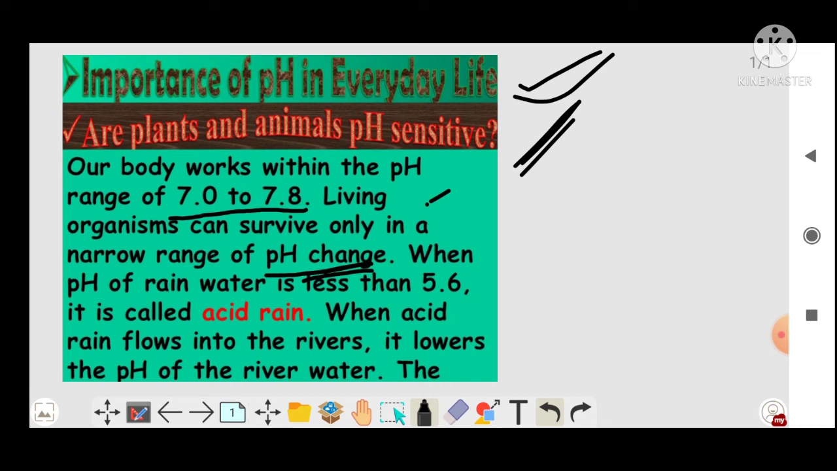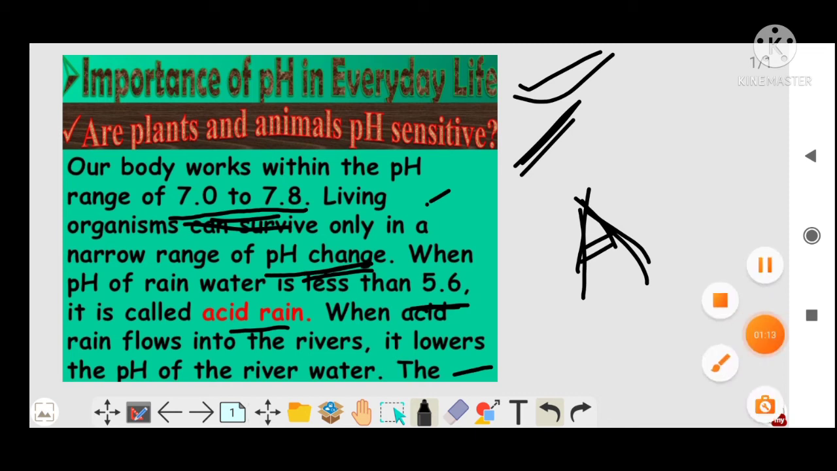Our body works in 7.0 to 7.8, but when the pH of rainwater is less than 5.6, it is called acid rain. When acid rain flows into rivers, it lowers the pH of the river water, and aquatic animal survival is very difficult at this lower pH. So plants and animals are very much pH sensitive.